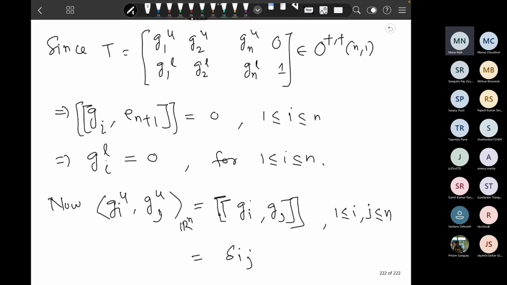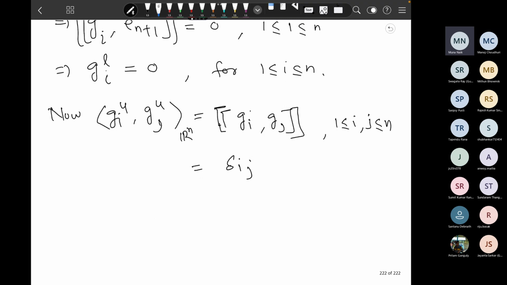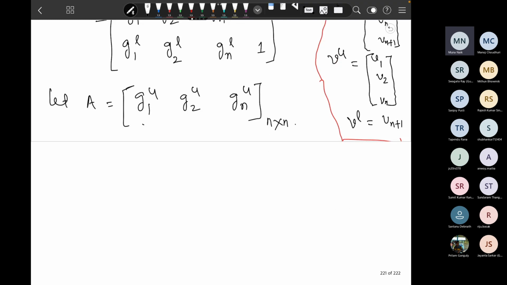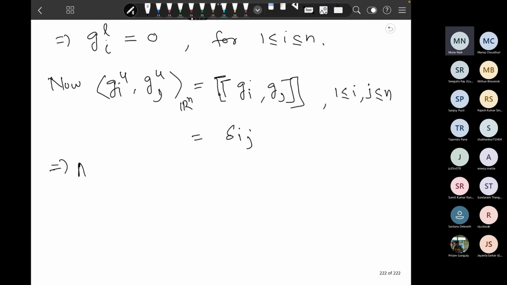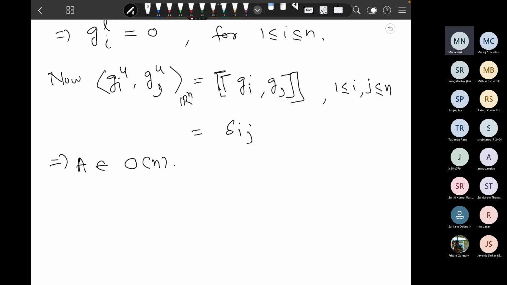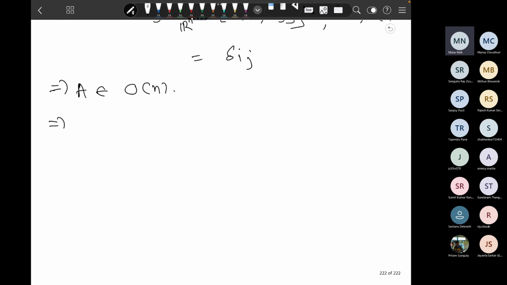So this means delta_ij. But this means g_1(u), g_2(u), ..., g_n(u), these things form an orthonormal basis of R^n. And these are really columns of this A. This implies A belongs to O_n. I will take 10 minutes, probably more. Actually, I need to finish this thing.